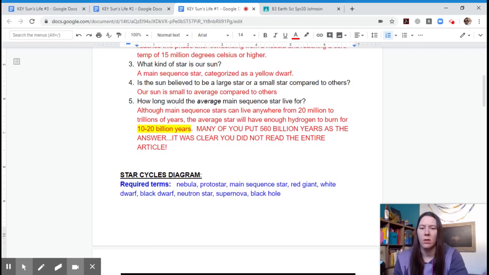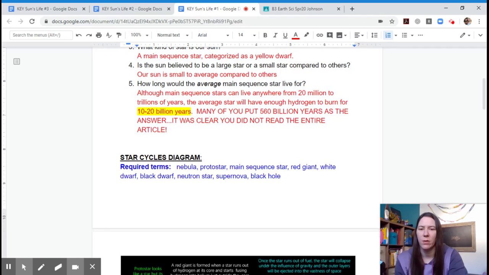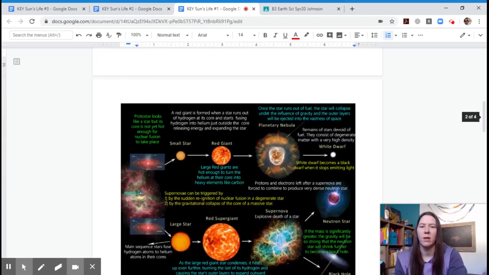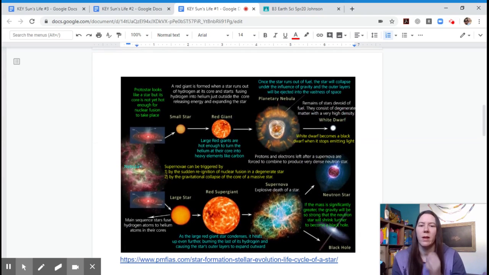Okay, so star cycle diagram. I wanted you to find one that had all of these terms, and that was a little tricky for some of you, and hopefully you went in and made those edits, but I have 2 that I found that were good. I like this one because it puts some descriptions next to each one.